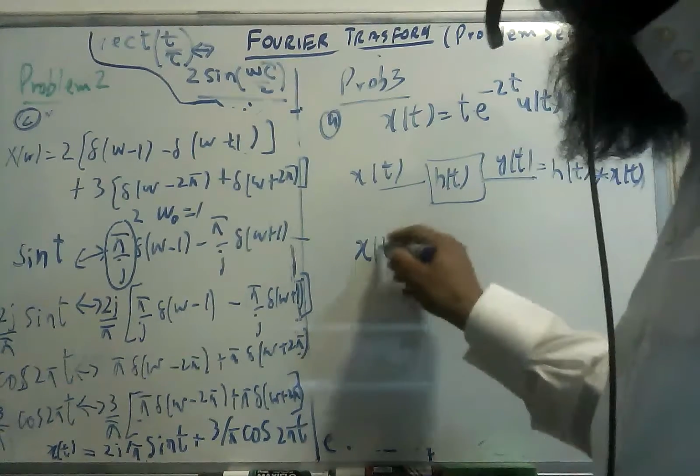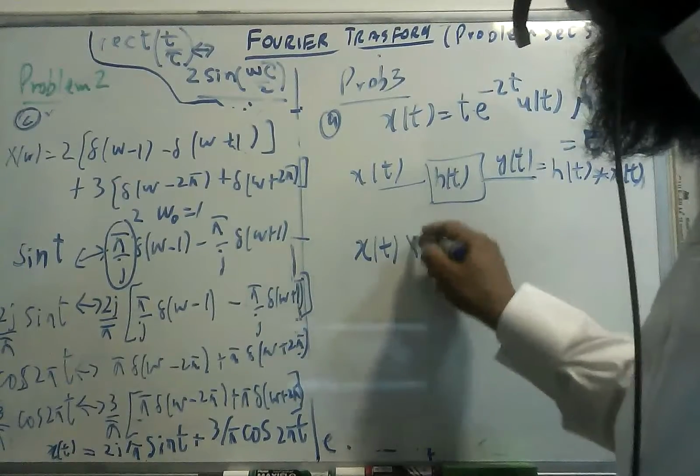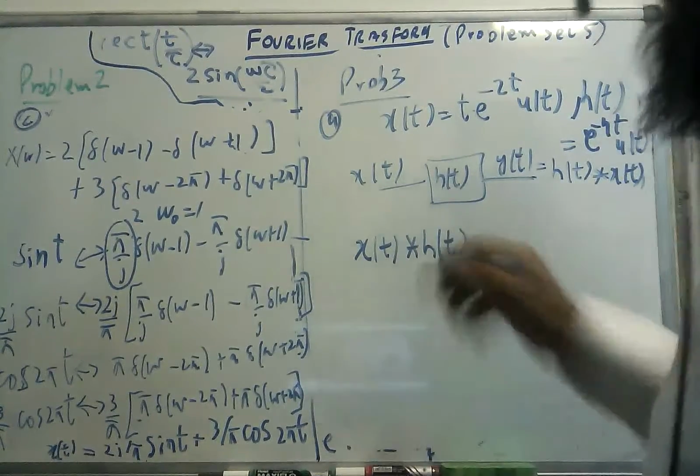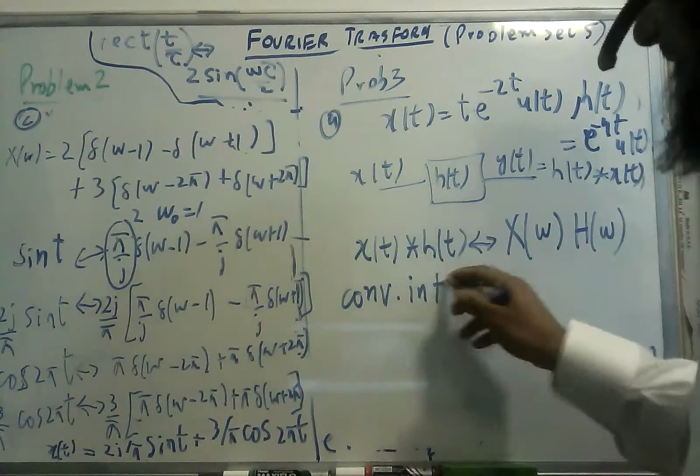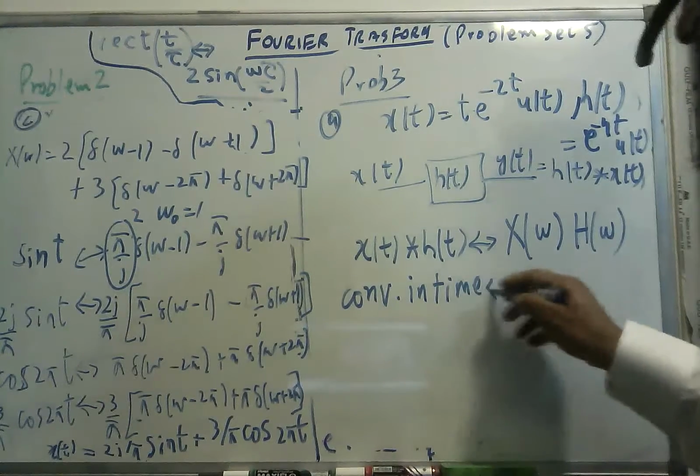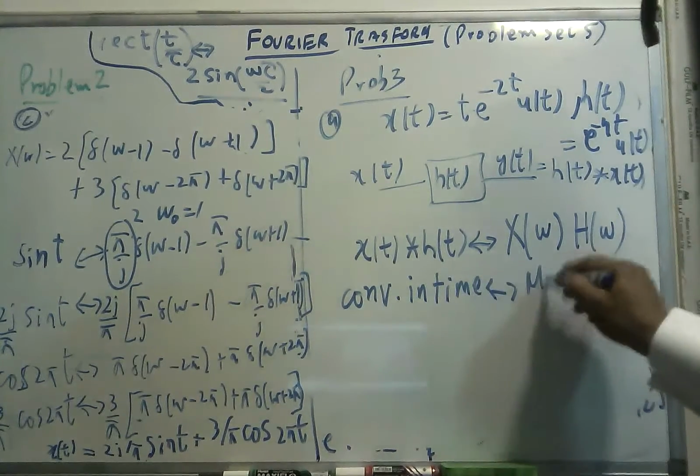Now let x of t and h of t in time correspond to the multiplication.